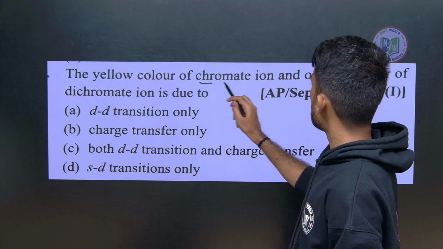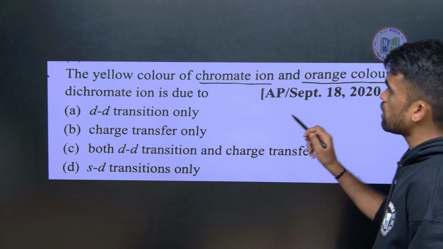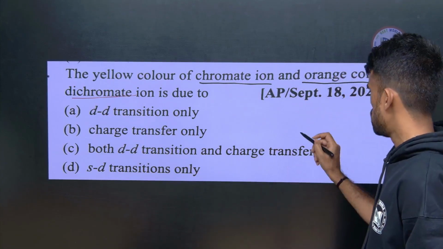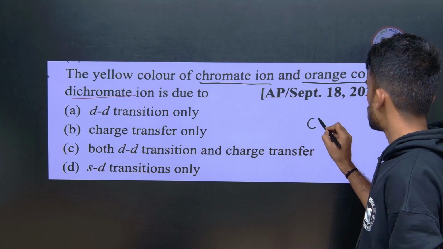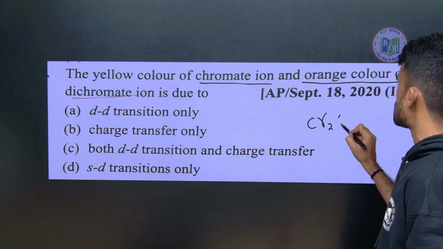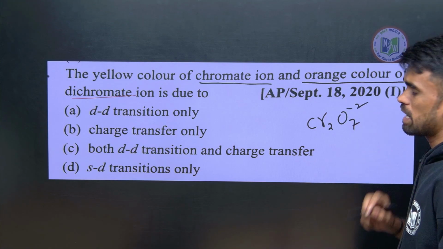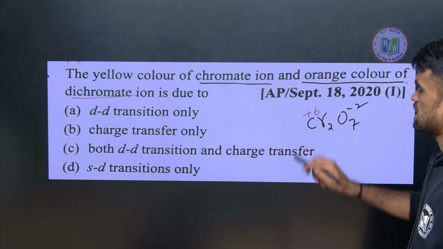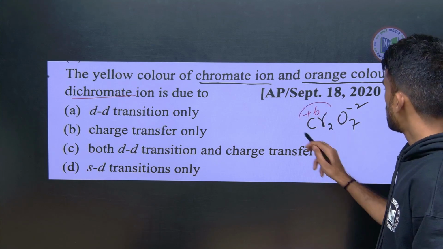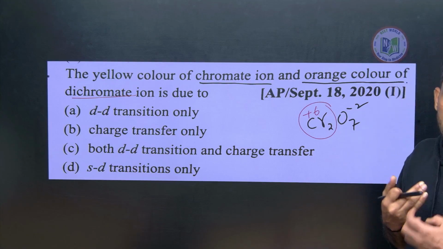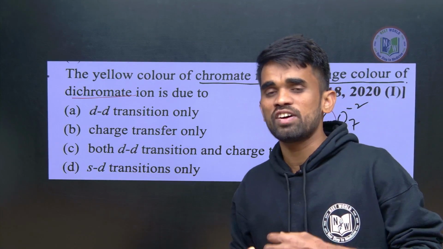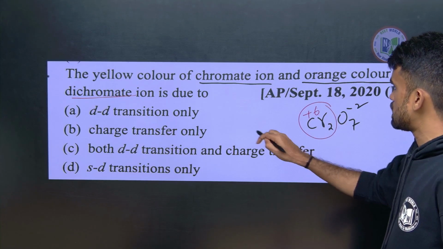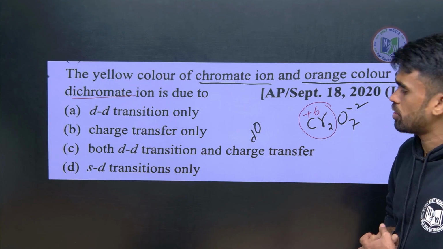The yellow color of chromate ion and orange color of dichromate ion is due to what? Dichromate means potassium dichromate, K2Cr2O7, we are writing now. Here chromium has +6 oxidation state. If there were any d orbital electrons, we might expect d-d transition, but there are no d orbital electrons because it is in maximum oxidation state, having d0 electronic configuration.